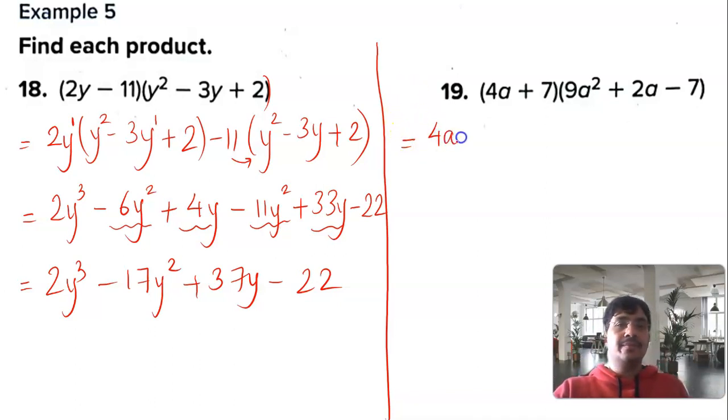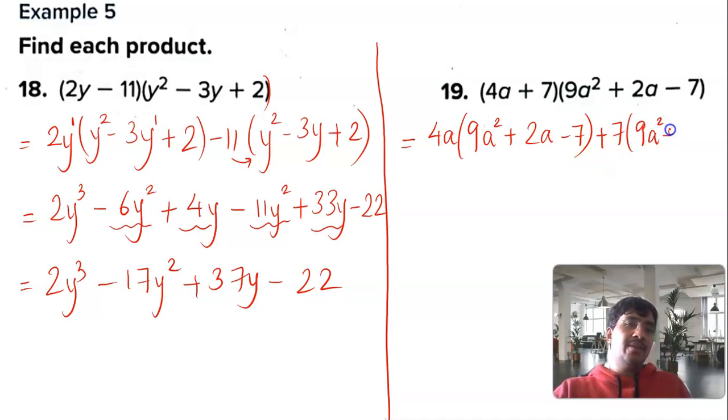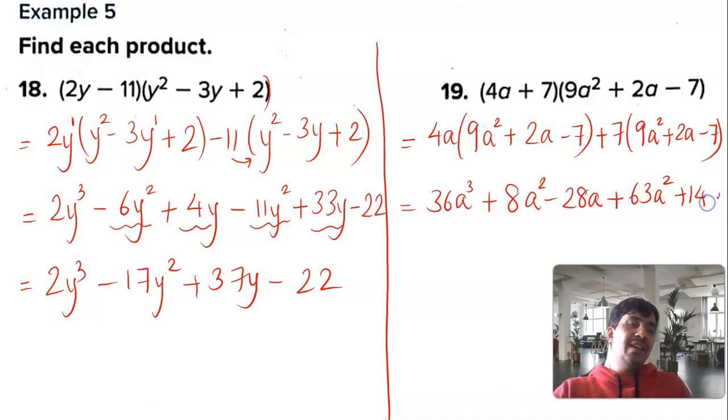4a plus 7 times 9a squared plus 2a minus 7. Let's multiply them. Let's open the bracket. So you get 36a cubed plus 8a squared minus 28a, plus 7 times 9, 63a squared, plus 14a minus 49.